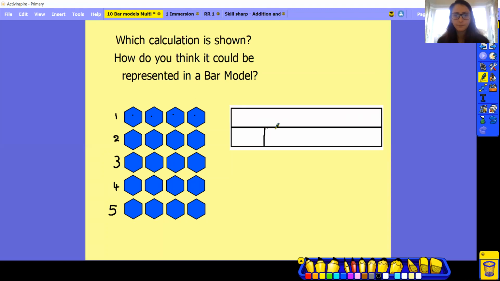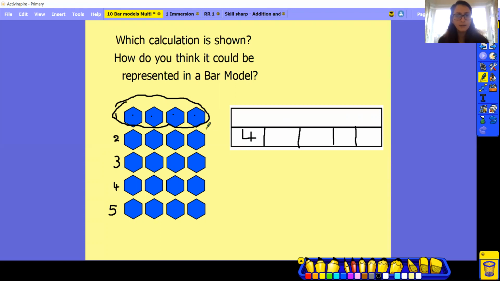So 1, 2, 3, 4, 5. Try and make them as equal as you can. So we've got 1, 2, 3, 4, 5. Okay. And now you have to think what one of those boxes is worth. What is one of these rows worth? Let's have a count. 1, 2, 3, 4. So we know this one is worth 4.